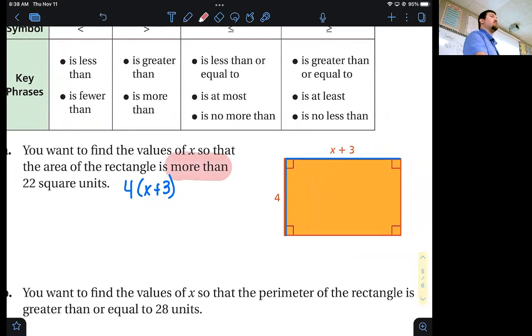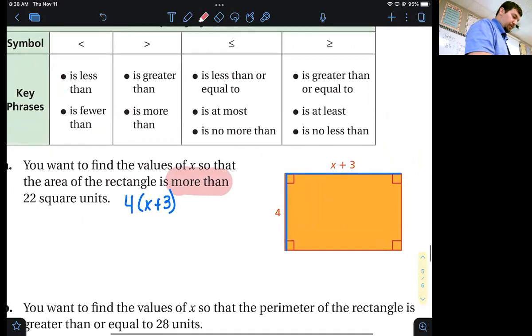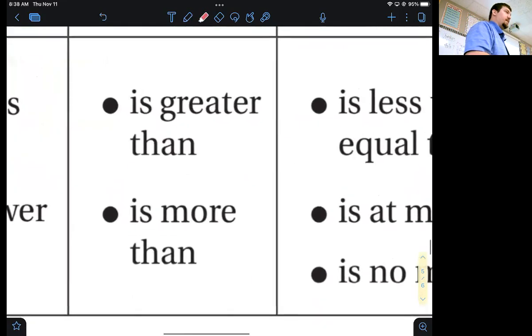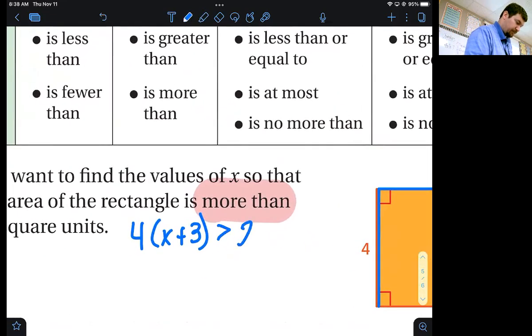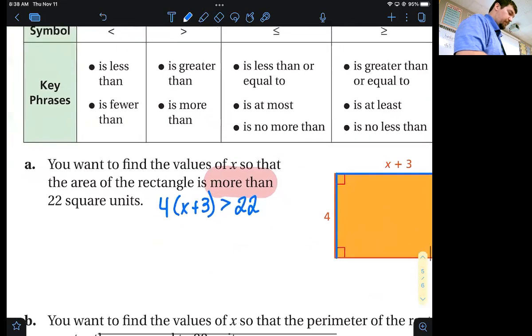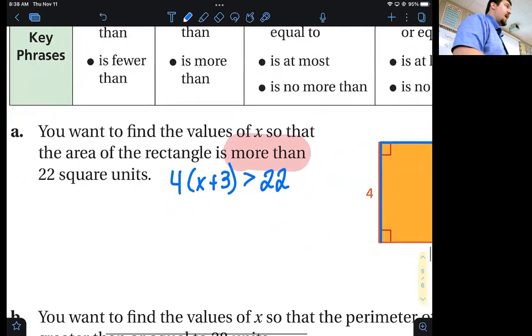What symbol should I use for more than? Greater than? Yeah, you can find more than. More than is just another way of saying greater than, right? So greater than 22. Now, do you have your calculators with you guys? Get them out. Borrow if you need them. You may not need a calculator for every part of the problem, but there may be a part that, like this one, that you're going to want it for.